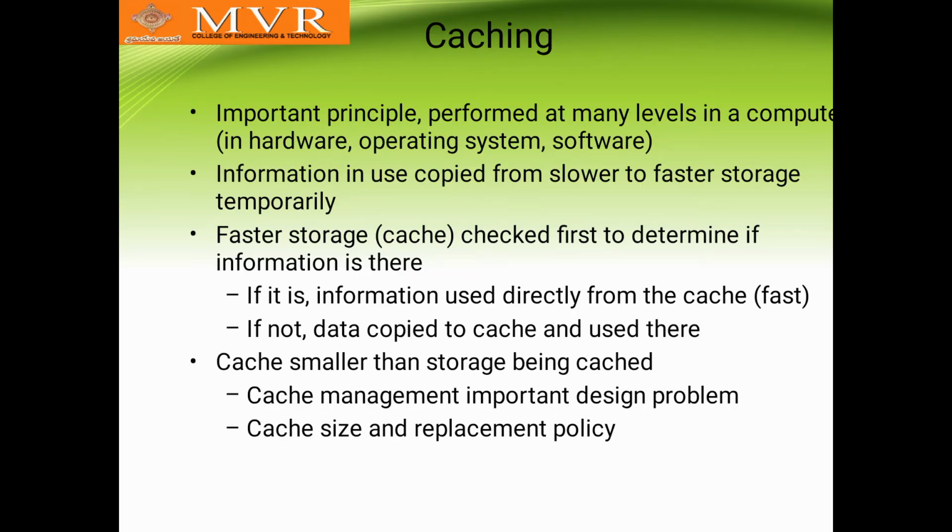Caching. Caching is used very fast in hardware, operating system and software. The major principle is that it provides many levels in a computer system. It is faster storage, and information in use is copied temporarily from slower to faster storage. Information is checked and used directly from the cache as fast as possible. If not, data is copied to the cache and used there. The cache is smaller than the storage being cached. Cache management is an important design problem, including cache size and replacement policy.